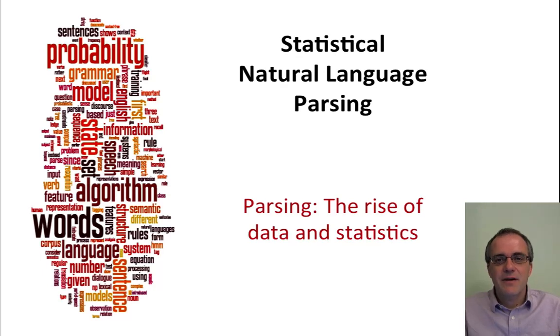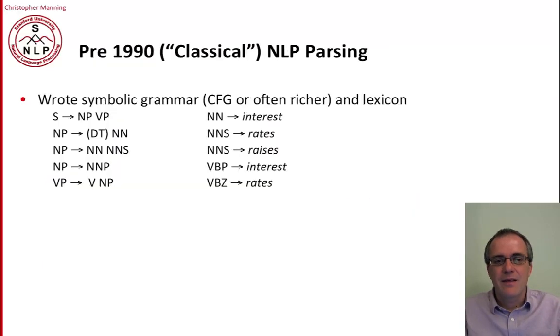In this segment, I'm going to talk about why NLP researchers adopted an empirical approach using data and statistics for making progress on the problem of parsing the structure of human language sentences. What was the situation that existed before that?